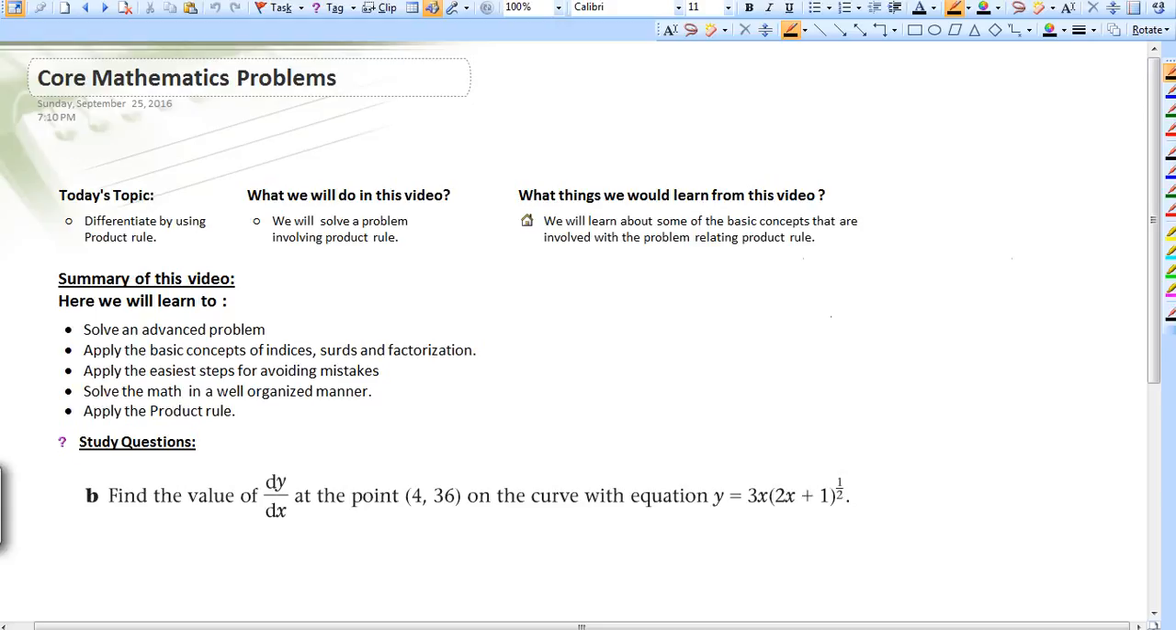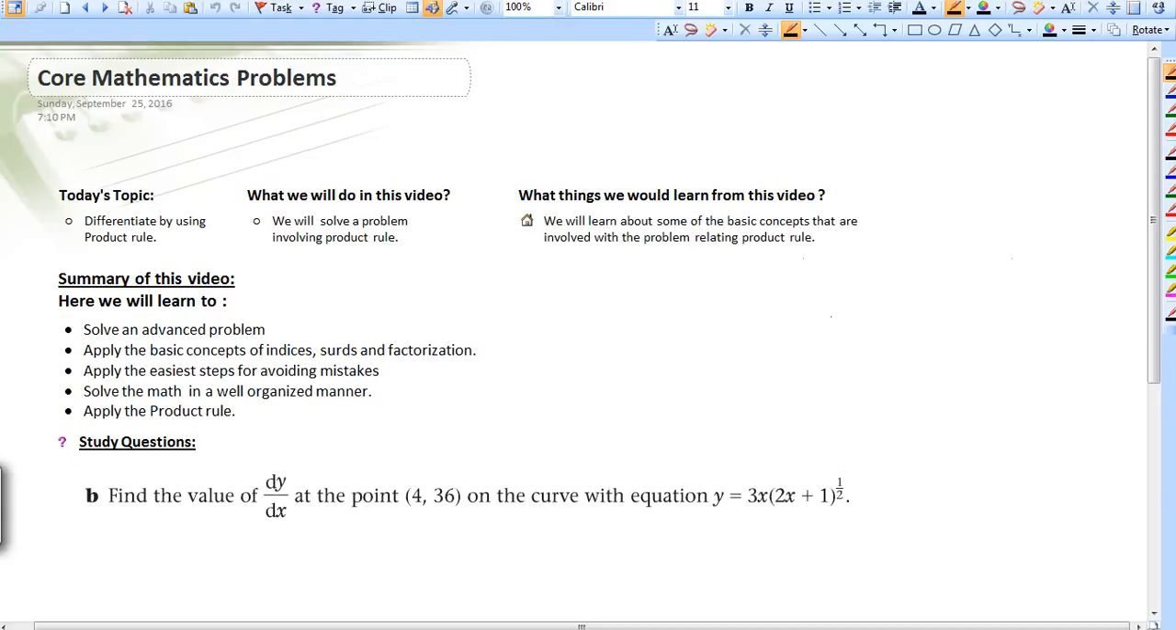Summary of this video. Here we will learn to solve an advanced problem, apply the basic concepts of indices, surds and factorization, apply the easiest steps for avoiding mistakes, solve the problem in a well organized manner, and apply the product rule. Okay, so these are the study questions for today.